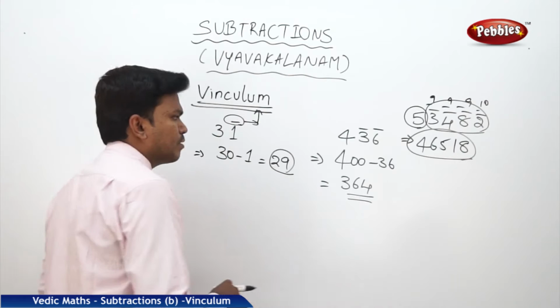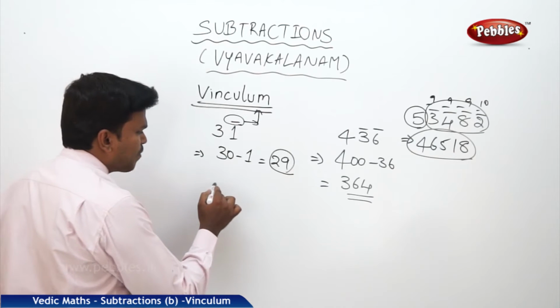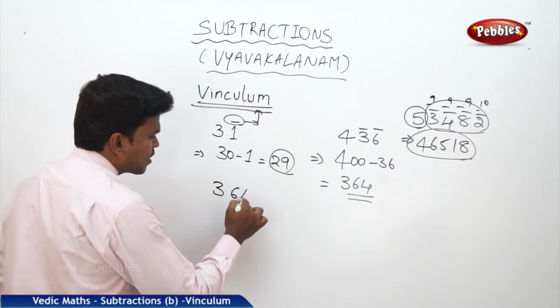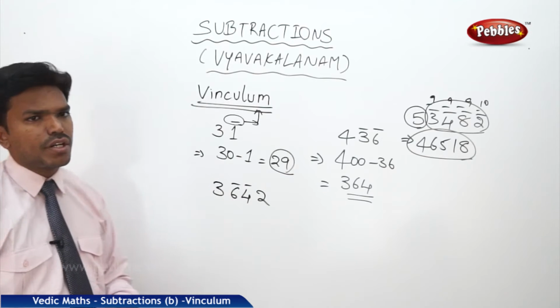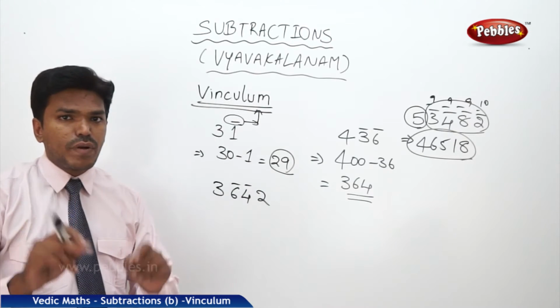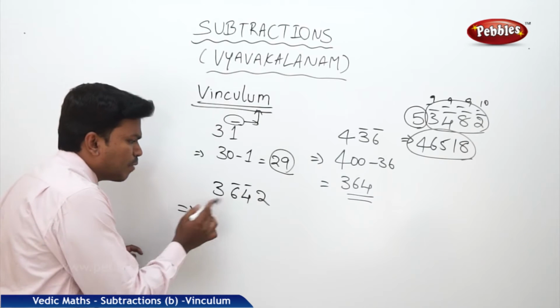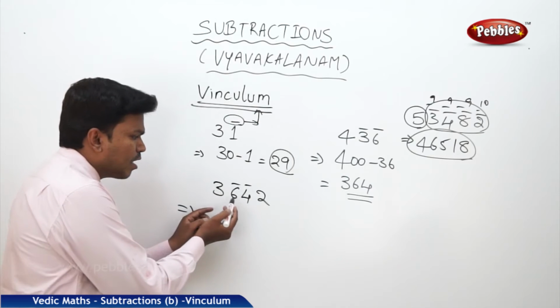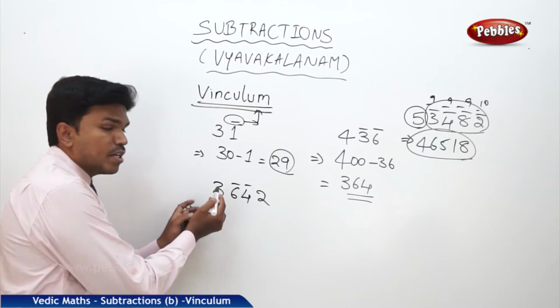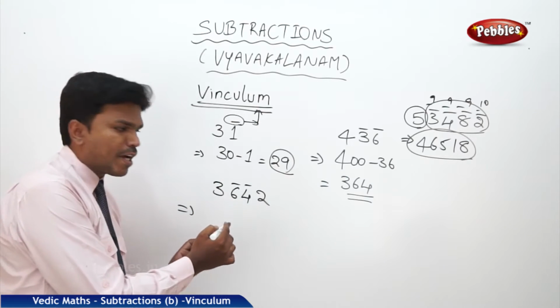Anyhow, one more example. Suppose a number is like this, 3 6 bar 4 bar 2. I want to convert this number into the normal way, right? Just now I said the number before the bar should be reduced by 1. So here, what is the number before the bar? 3. So 3 is reduced by 1.